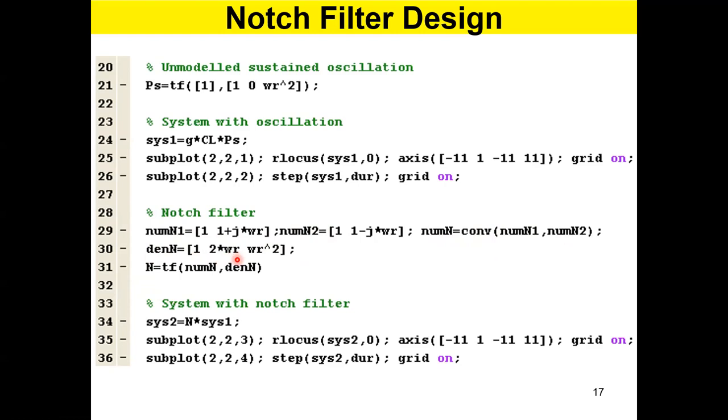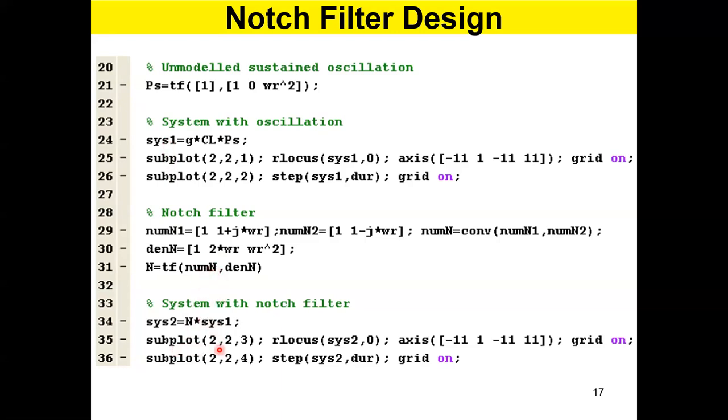This is where you have the two poles of the notch filter. Then you have the numerator and denominator going as two arguments to the transfer function command. You create the notch filter. Now with the notch filter, the system is going to change like this. This is one way I have fabricated; in reality, it can be different. But this is one way of simulating the whole thing. So I have the notch filter times the system. In front of the system, you have the notch filter.